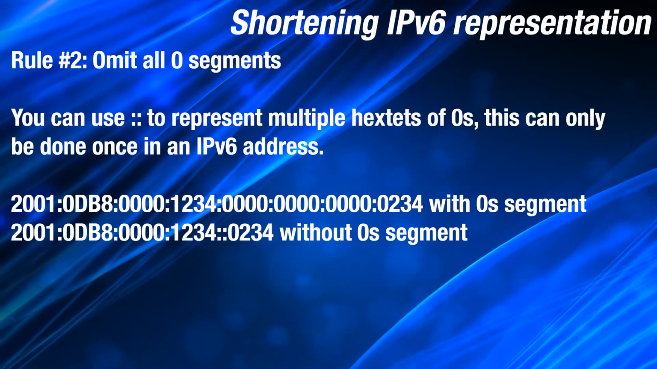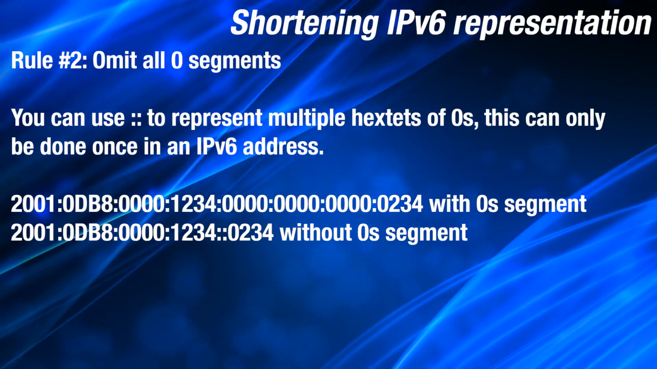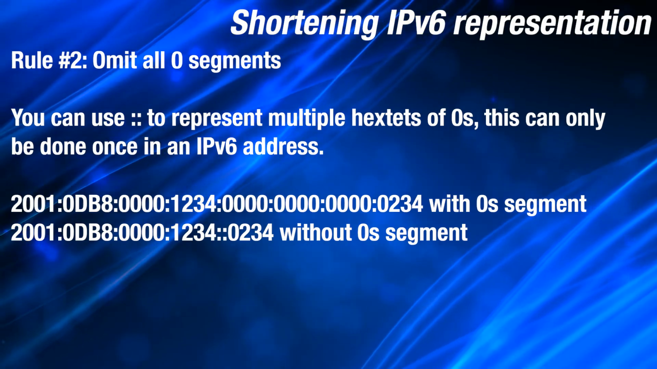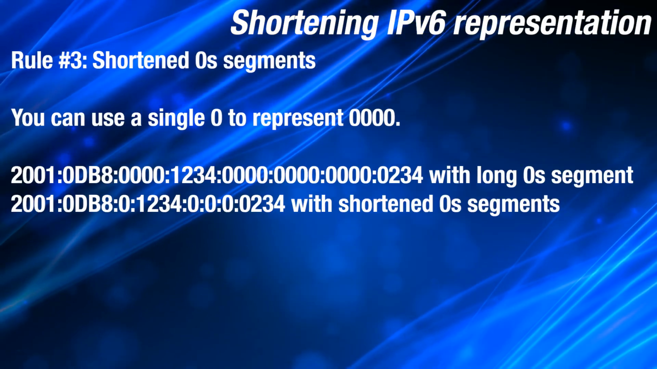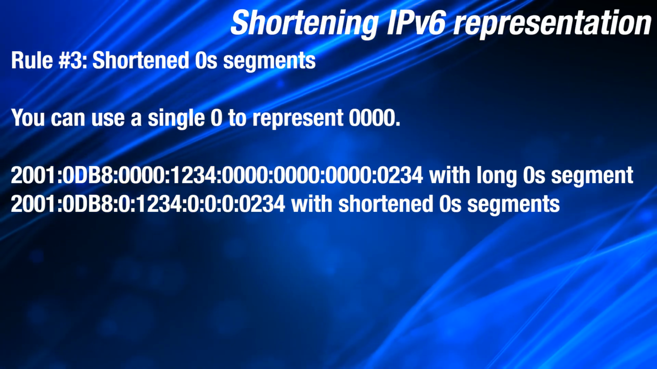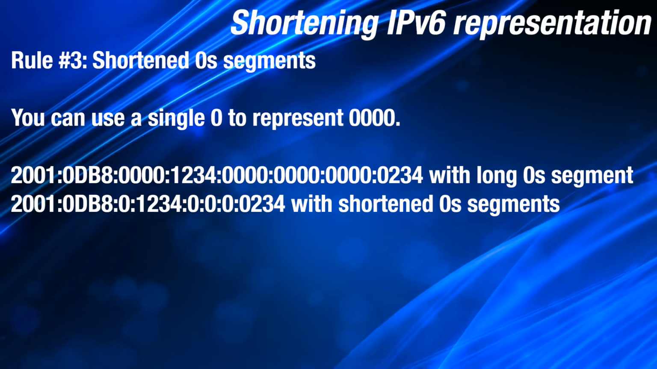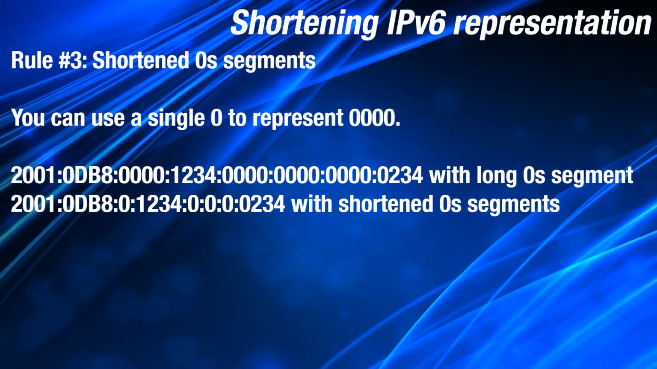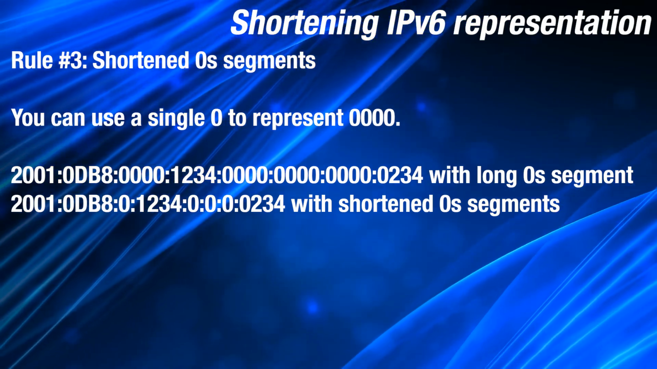Rule number 2, omit all zero segments. The use of double colons can be used to replace long hextets of zeros. Keep in mind that you can only do this once in an IPv6 address. Rule number 3, shorten zero segments. Let's say you already used your double colon. Well, because you can't repeat another one, you can represent 4 zeros as a single zero. With all of these rules in mind, you can turn this IPv6 address into this.